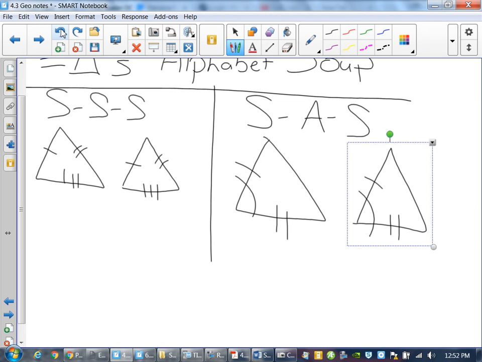Side angle side. The angle is between the 2 sets of sides that are congruent.